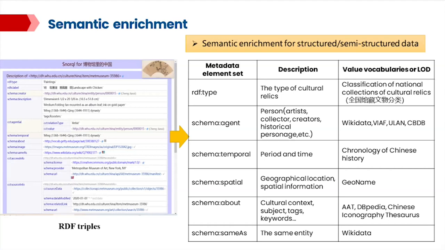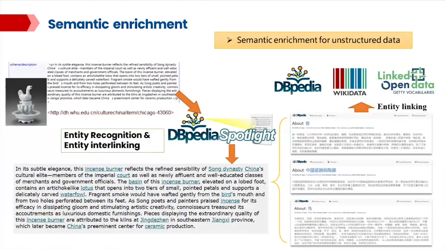For example, the type of digital collections is enriched with values from classification of national collections of cultural relics. The person names and concepts are enriched with values from AAT, Wikidata, DBpedia, and other vocabularies. As for unstructured and textual data, we use NLP and entity recognition to extract person names, place names, or other entities, then link them to domain knowledge bases in order to get more context and information for cultural heritage objects.